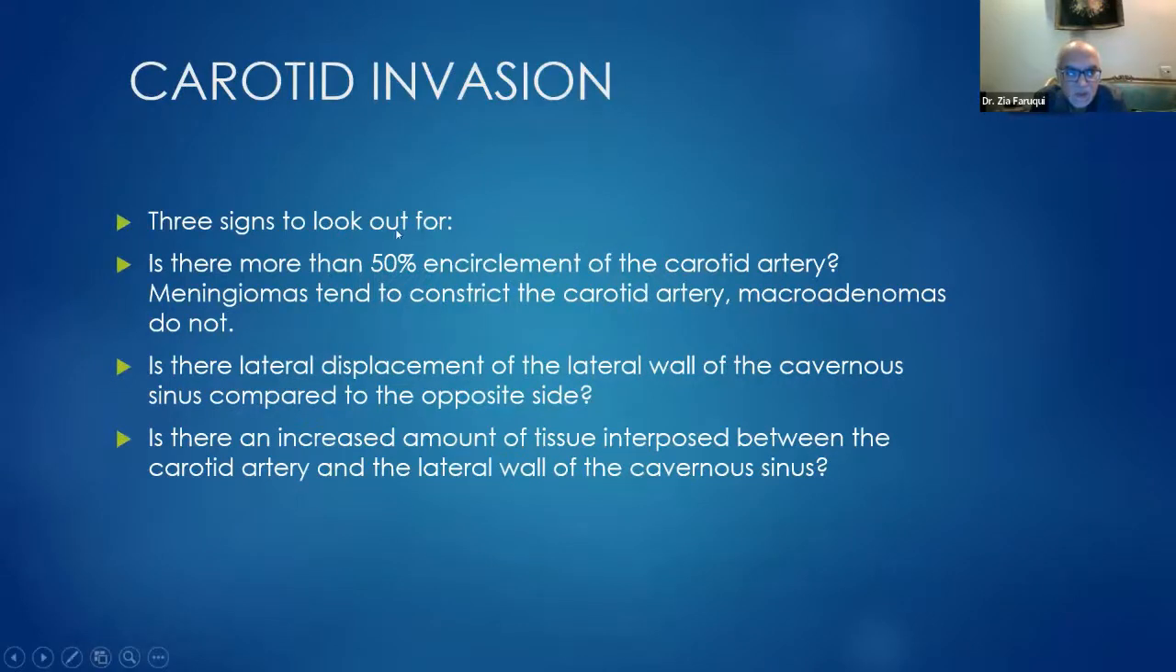The surgeon also wants to know, is there carotid invasion or not? There are 3 signs to look for. First is, if you have more than 50% encirclement of the carotid artery, this is likely to represent invasion. Meningiomas, as we said, are hard tumors. They tend to constrict the carotid artery. Macroadenomas are soft tumors, so they will not constrict the artery, but they will tend to encase it. Secondly, we need to see, is there lateral displacement of the cavernous sinus? And finally, is there increased tissue between the carotid artery and the lateral wall of the sinus?